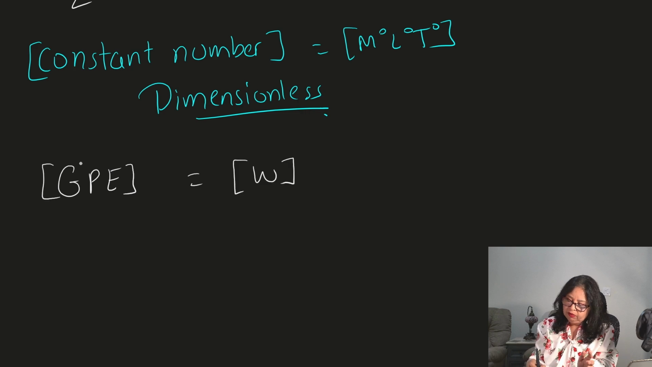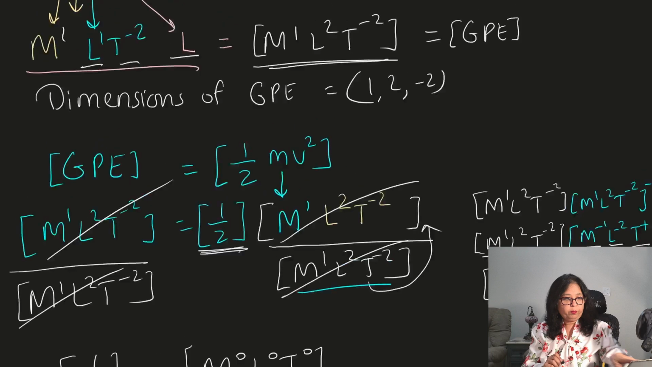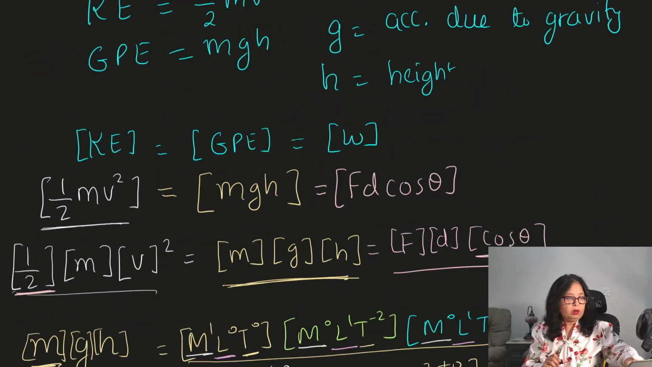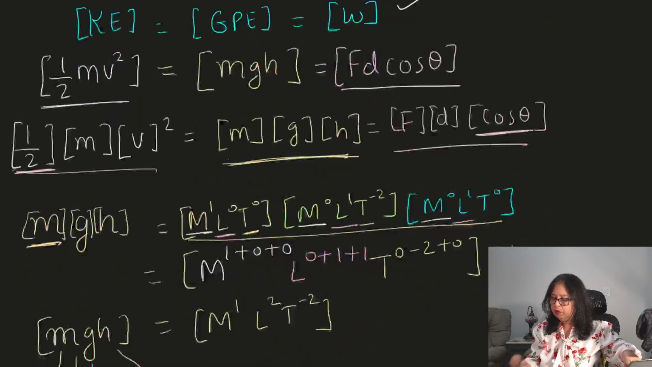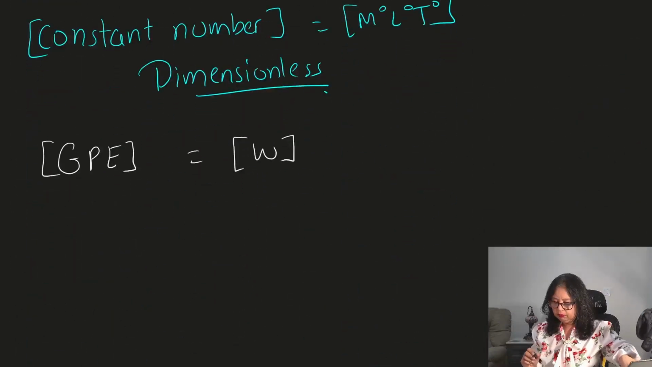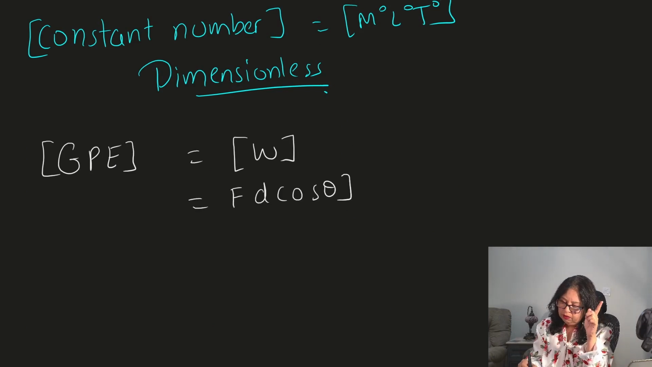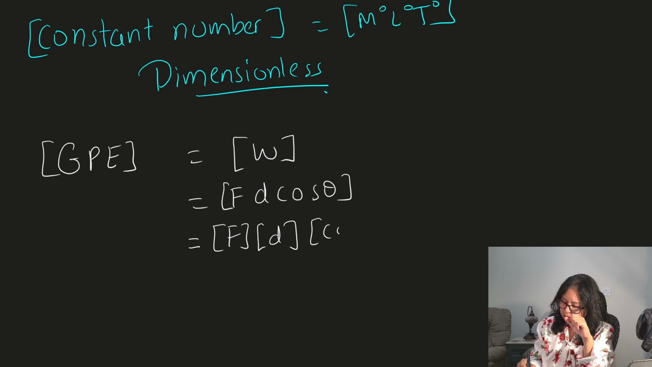I hope that's clear. Then we had, other thing was, we had GPE, we said is also equal to the dimensional formula for work. Okay, here. This is what we were talking about over here. See, right here. Then we said that work equals FD cosine theta. So I'm going to write this as FD cosine theta. From here, I want to find out the dimensional formula for cosine theta because force's dimensional formula, I know it. I figured it out earlier in this lecture. D is just distance, it's just length. So I can write this as F, D, and cosine theta.